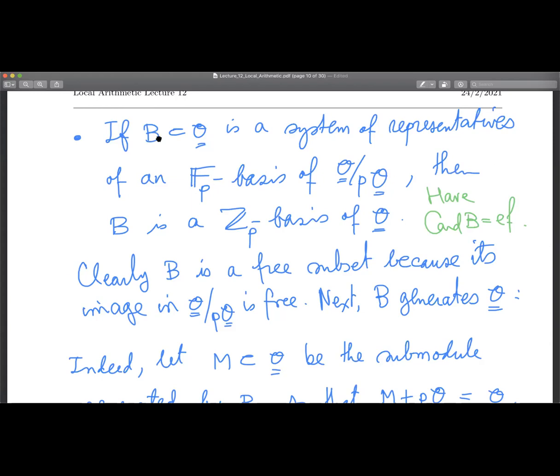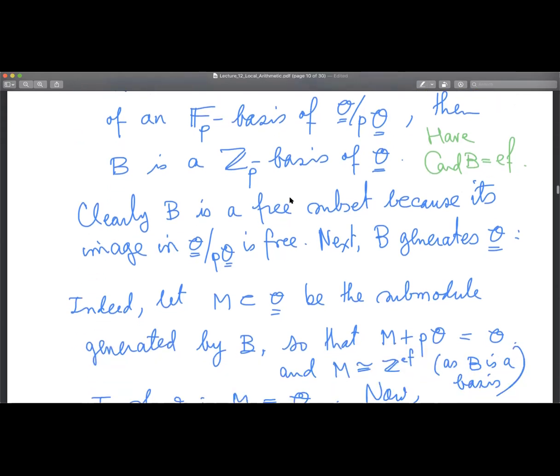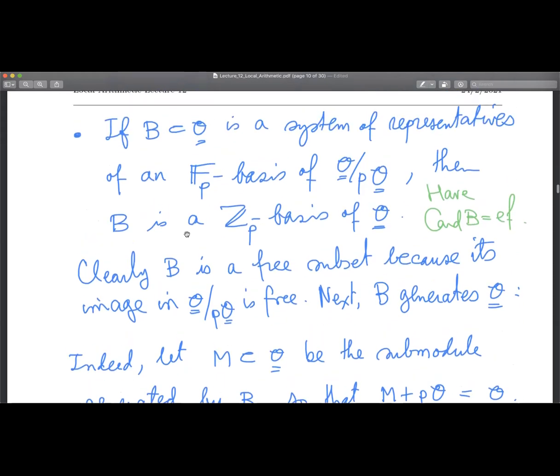Okay, so the claim is that if B is such a system of representatives, then it is actually a Z_p basis of O. And of course, the cardinality of B is ef because it's in bijection with an F_p basis of this, which we have just shown is of dimension ef. So this is the final thing for proving the proposition. So in order to show that this is, what do I have to, oh, sorry, wait a moment. Yeah, I have to show that B is a Z_p basis of O.